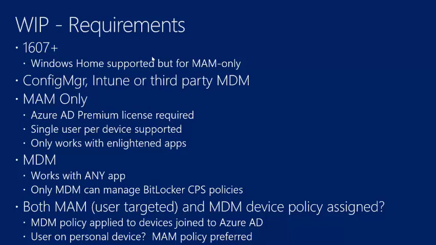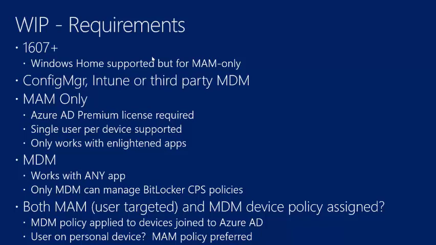So there's 2 modes of operation, as I've already kind of talked about several times. MAM only. If you're using MAM only, then you absolutely need Azure AD Premium. Only a single user per device is supported and it only works with what are called enlightened apps. Those apps are the ones that are specifically written for controls, right? That's a very similar situation to iOS and Android. If you are using the MDM method, then Windows Information Protection works with any app at all. As I mentioned, 16-bit, 32-bit, store app, does not matter. We can manage that app.